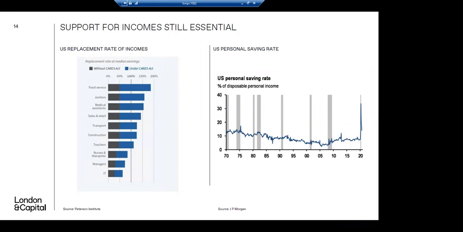So take the food service worker, on the left-hand side there at the top. Without the support, their median earnings would have dropped by 50%. With the support, their median earnings actually grew to 175% of what they were previously. So very significant in terms of how steep that cliff drop could be.